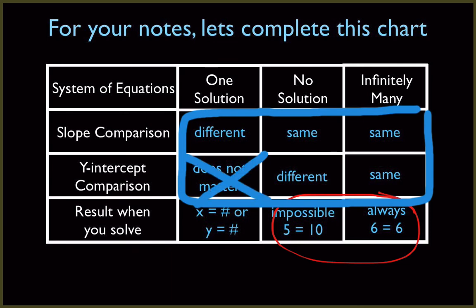So really, when I take my slope, if I see it's different, bam, one solution. Okay? If I see the slopes are the same, I know it's either that or that, and I've got to figure out which one. Then I check my y-intercepts. If the y-intercepts are the same, it must be infinitely many. And then I would say, it's not no solution. If the y-intercepts are different, then I'd say, it's not infinitely many. Okay? So that's how we figure out the number of solutions.